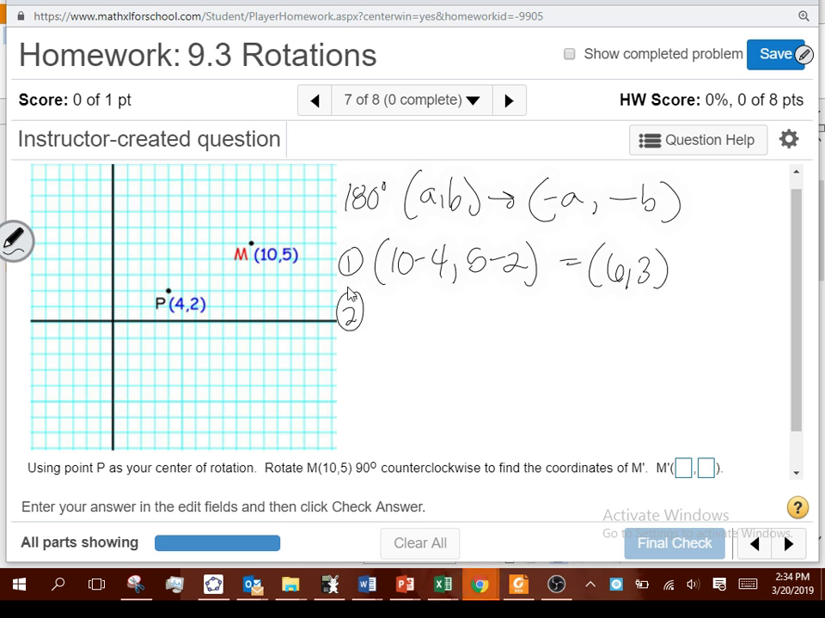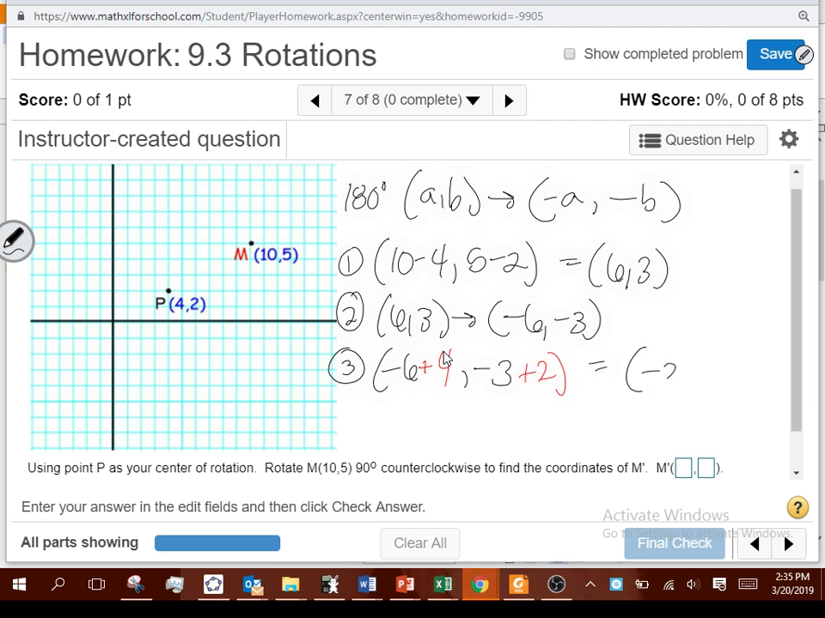I'm now going to take 6, 3, and I'll put it through my rule, and it becomes negative 6, negative 3, right? I'm now going to take that negative 6, negative 3, and I'm going to add back in what? 4 and 2. And when I do that, I get negative 2, negative 1, and that then is that final image. And guys, when you graph this then, negative 2, negative 1, does that point look like it has been rotated around P 180 degrees? Yeah, it looks like it's half a circle, right?